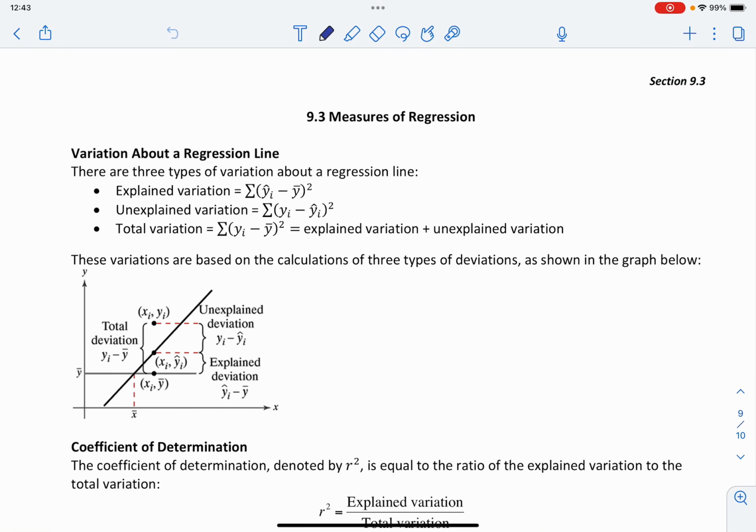Hey everyone, we're going to finish off chapter 9. This is 9.3, measures of regression. So once we have our regression line, we're going to be looking at variation about that line.